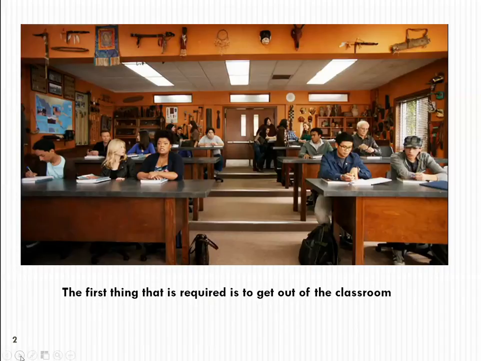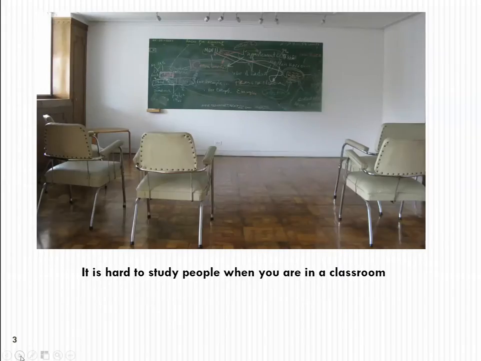The first thing that is required to do ethnography is to get out of the classroom. Here is a more or less typical anthropology classroom. Actually, the room looks a lot like my office. Not that the classroom isn't necessary for many things, but for doing ethnographic fieldwork, you have to get out of the classroom. That's because it's hard to study people when you are in a classroom, unless the purpose is to study the people in the classroom.